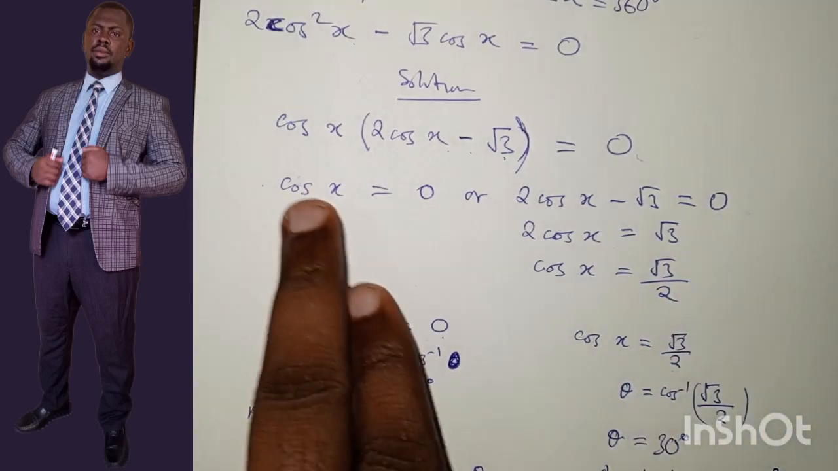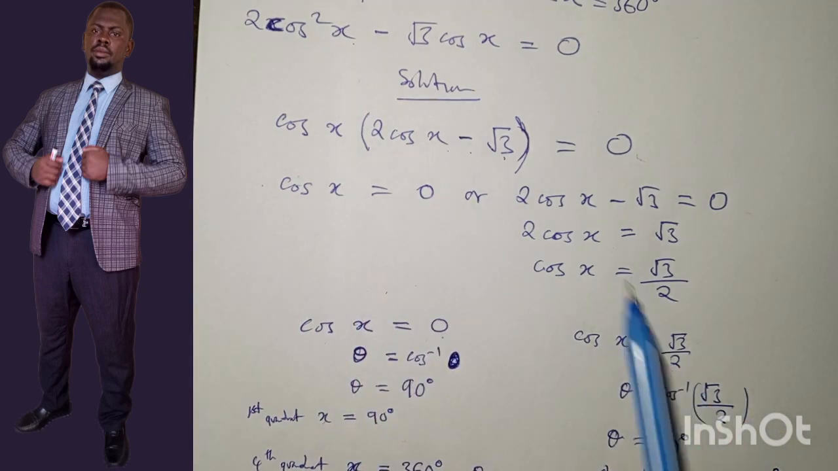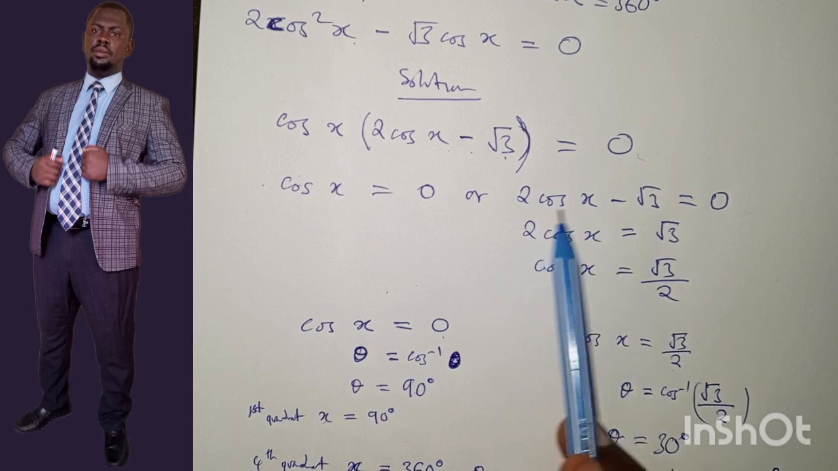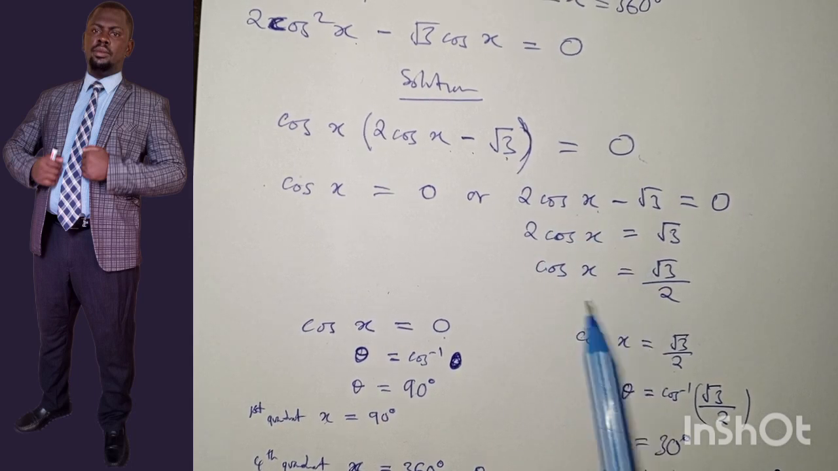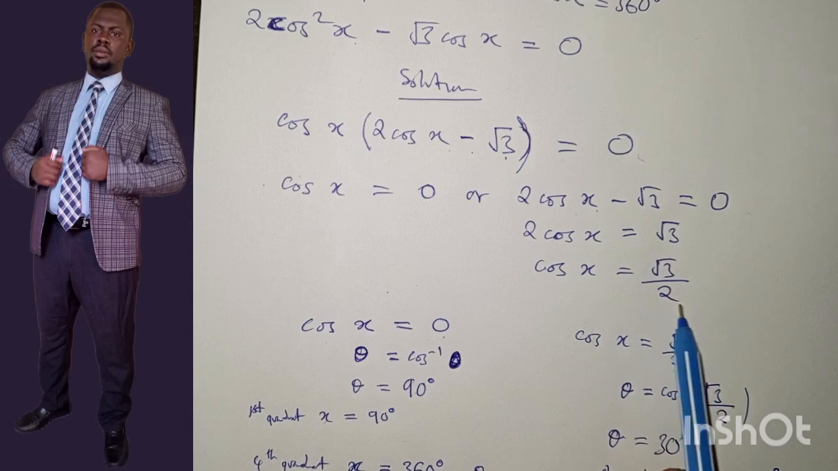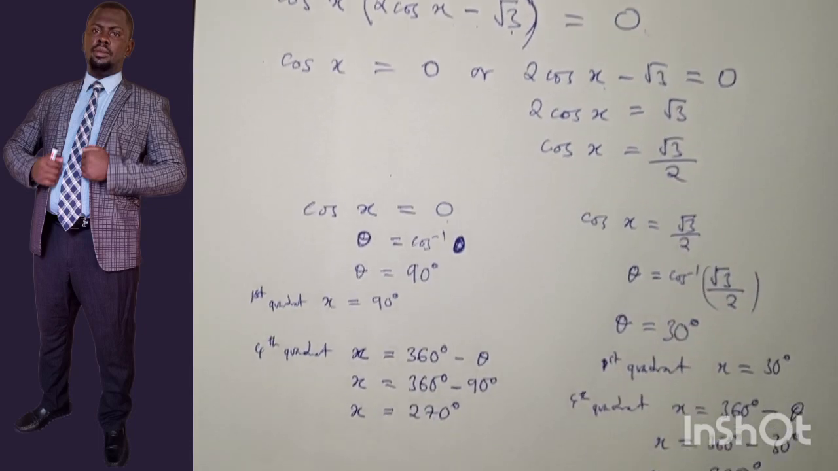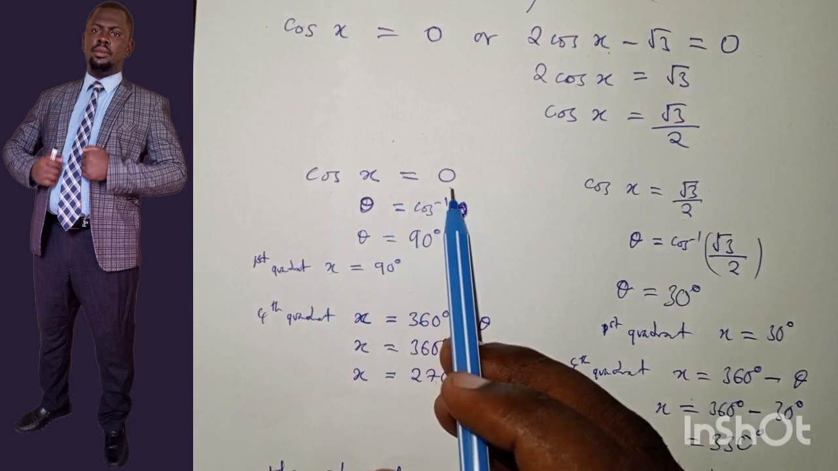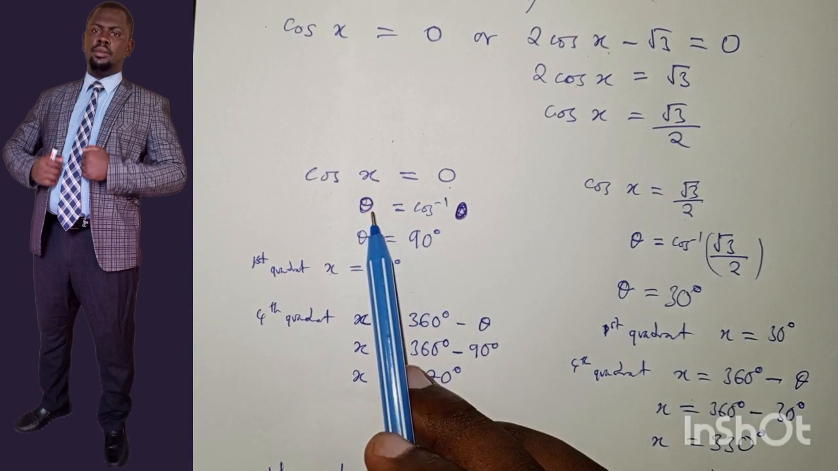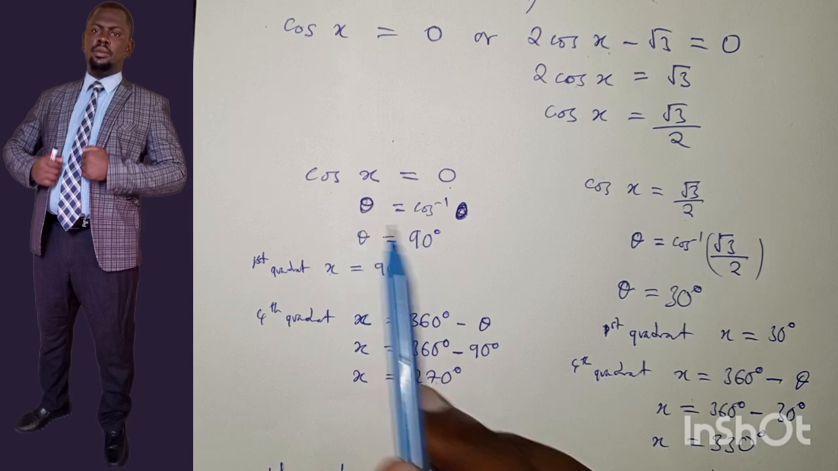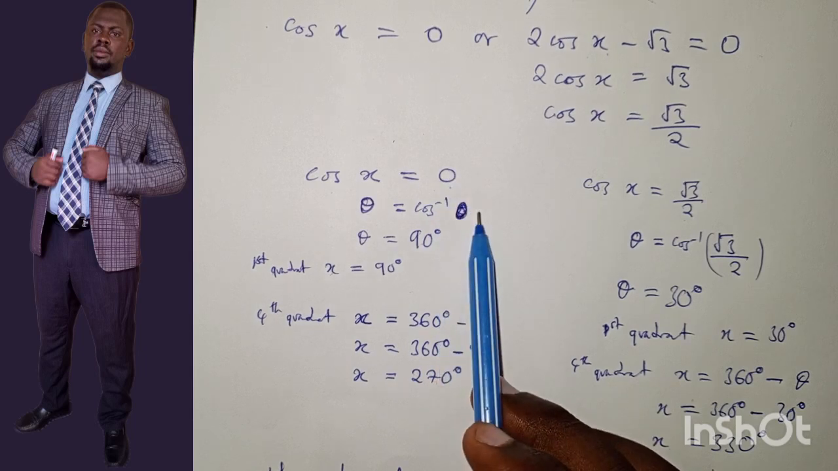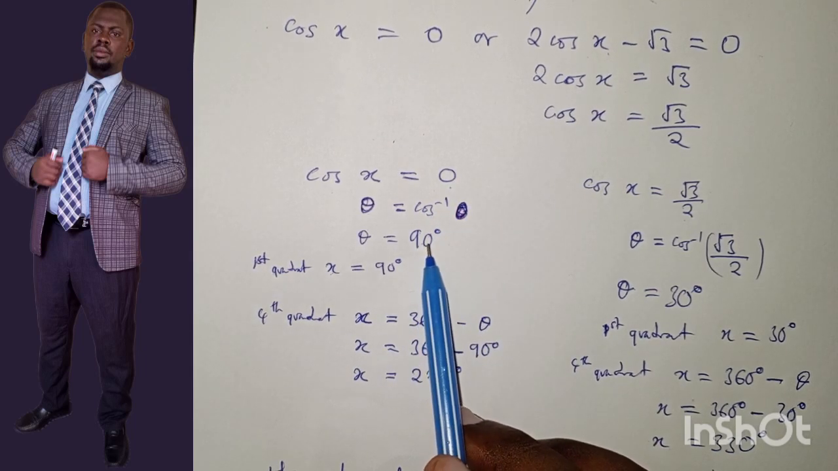This one is straightforward: cos x is equal to 0. Then we worked out the other one. You make cos x the subject, and it gave us square root of 3 over 2. Then you work out the values for x. So for cos x equals 0, you find the angle in the first quadrant: theta is equal to cos inverse of 0, and cos inverse of 0 is 90 degrees.